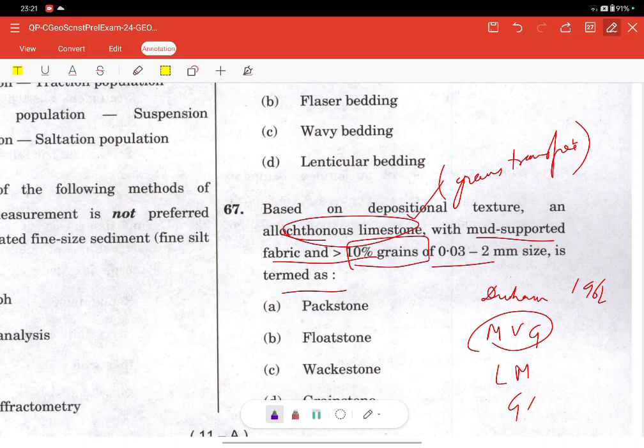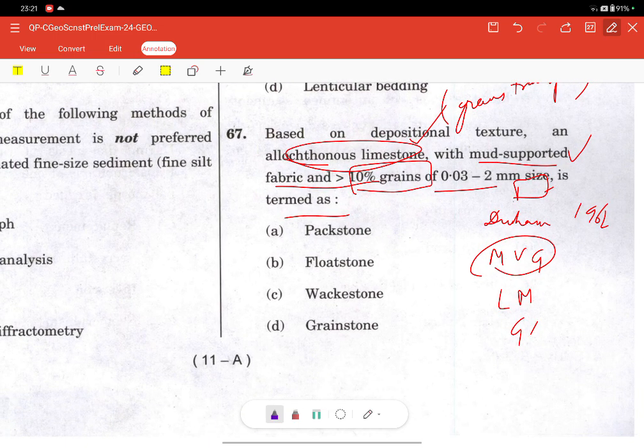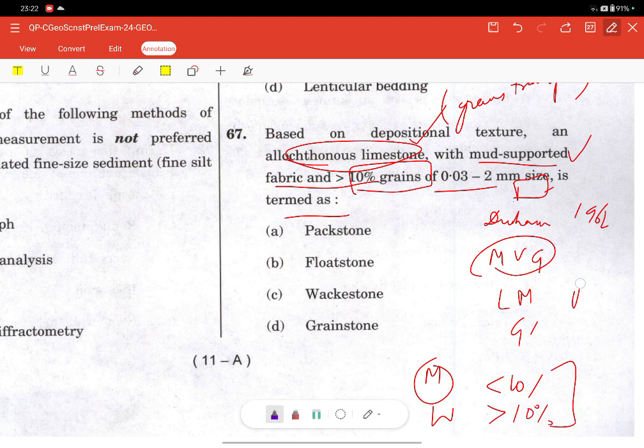Now, mud-supported fabric is where lime mud forms the framework, and more than 10% grains, 0.03 to 2 mm in size, are significant allochems that we get, like ooids, pellets, and fossils. So there is this mudstone, which is mud-supported, and the grain is less than 10%. If it is a wackestone, the grain is more than 10% and it is also mud-supported. But packstone and grainstone are both grain-supported. If mud is present, then it's packstone. If no mud is present, then it's grainstone.